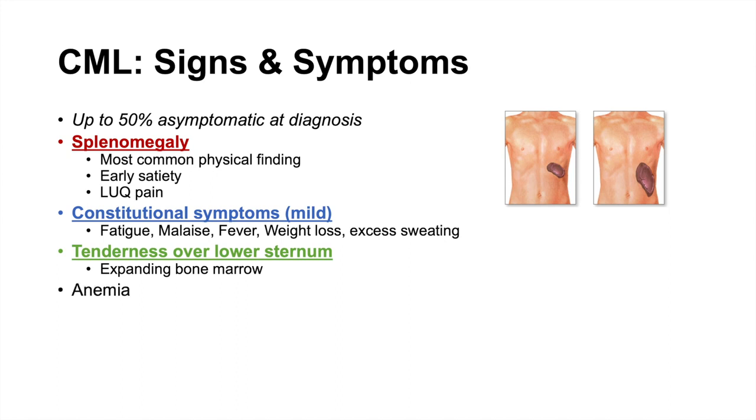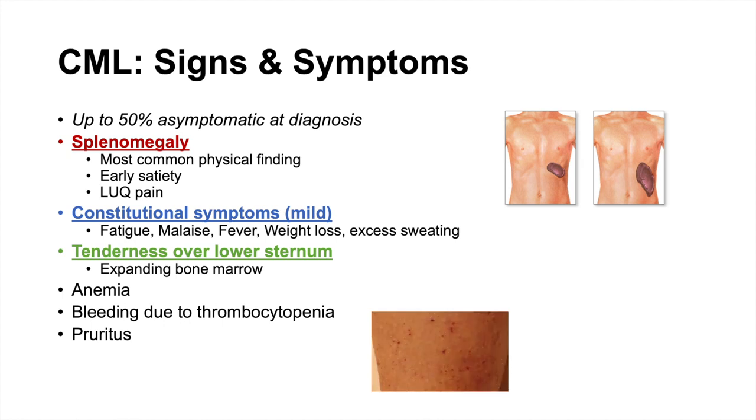Other symptoms that aren't as specific for CML include anemia, simply because the bone marrow is being crowded out. There can be bleeding due to thrombocytopenia. There can be pruritus due to increased basophils. There can be leukostasis, and there can be priapism in males.